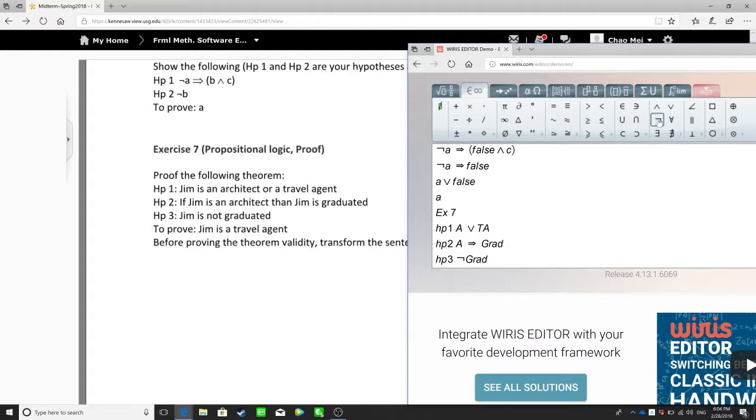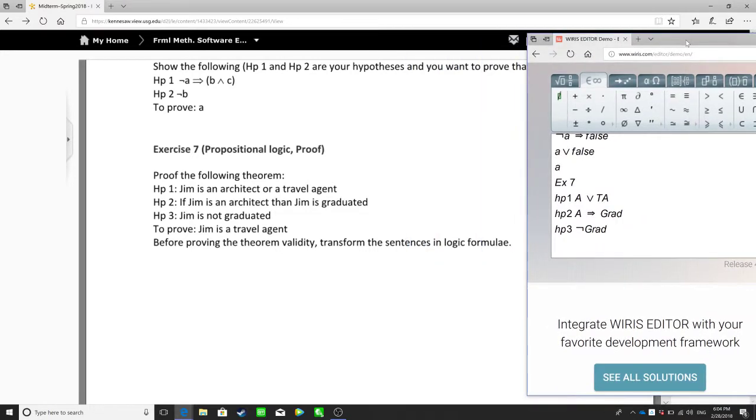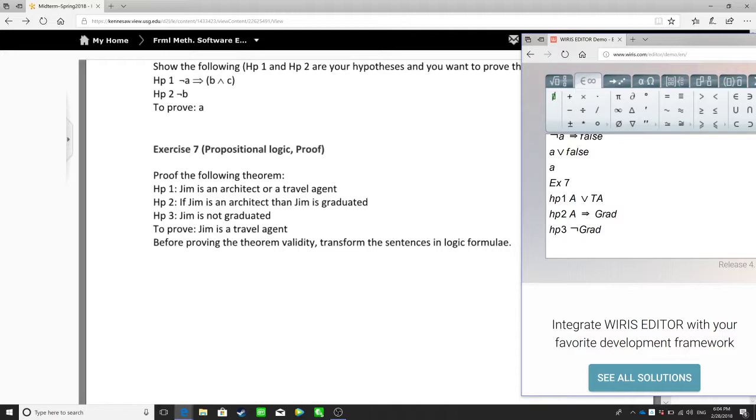However, we are not using James here. You can just omit this James thing here because it's all about James being an architect. The thing James is, they are the same, so they kind of eliminate each other. So we do not need to mention them in this propositional expression. Then what we want to prove is James is a travel agent. What do we want to prove? It is TA, travel agent.